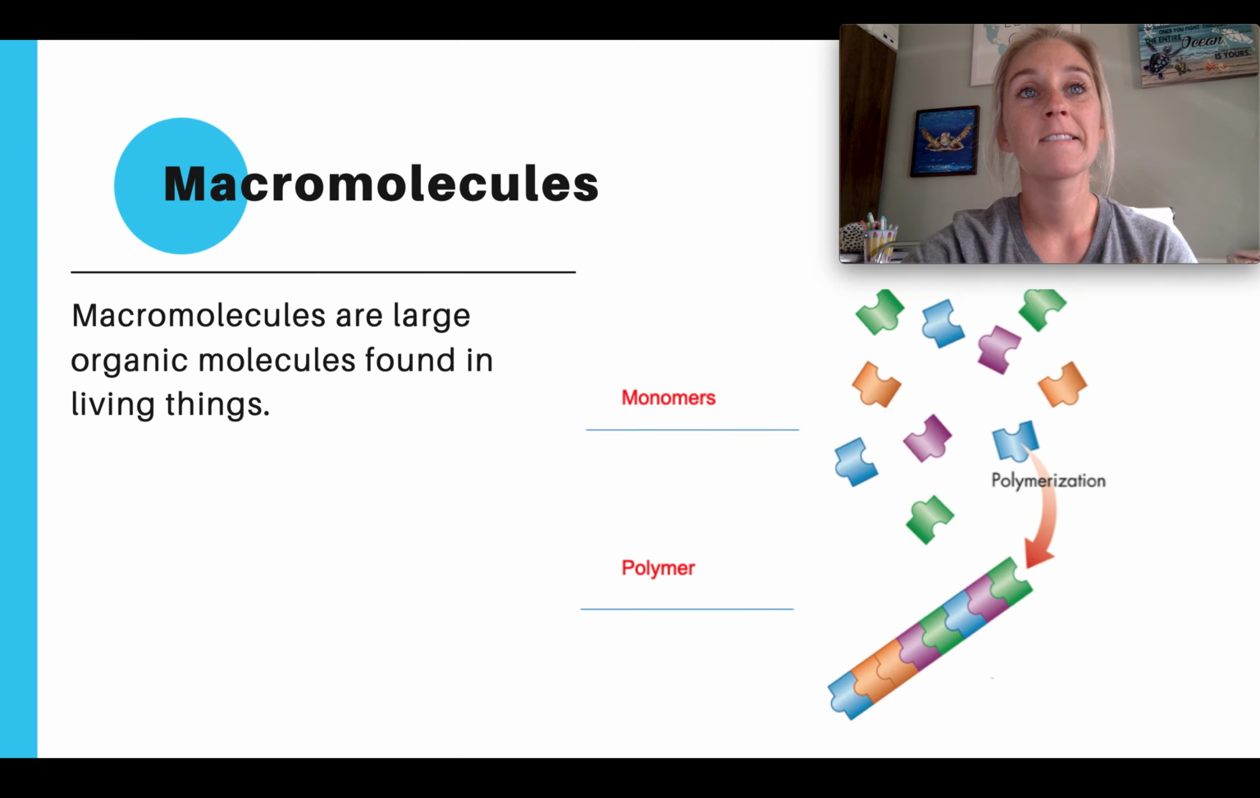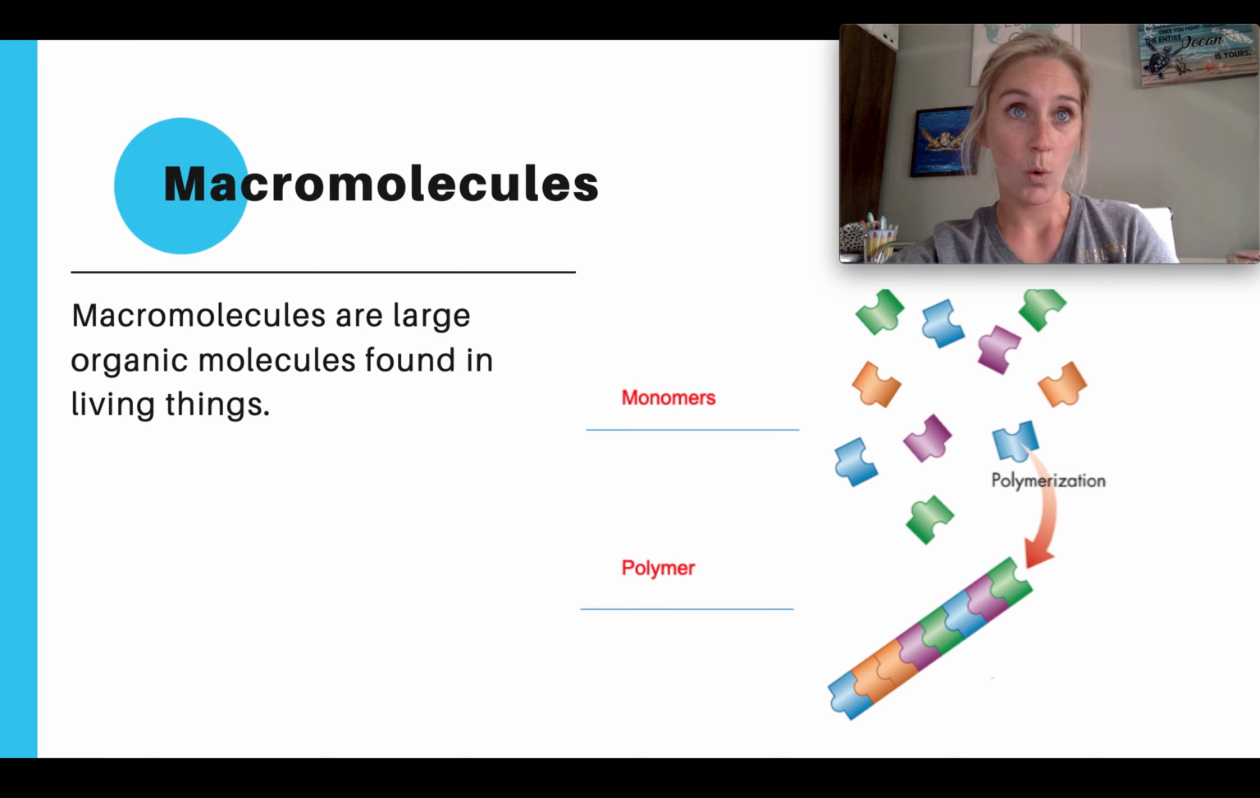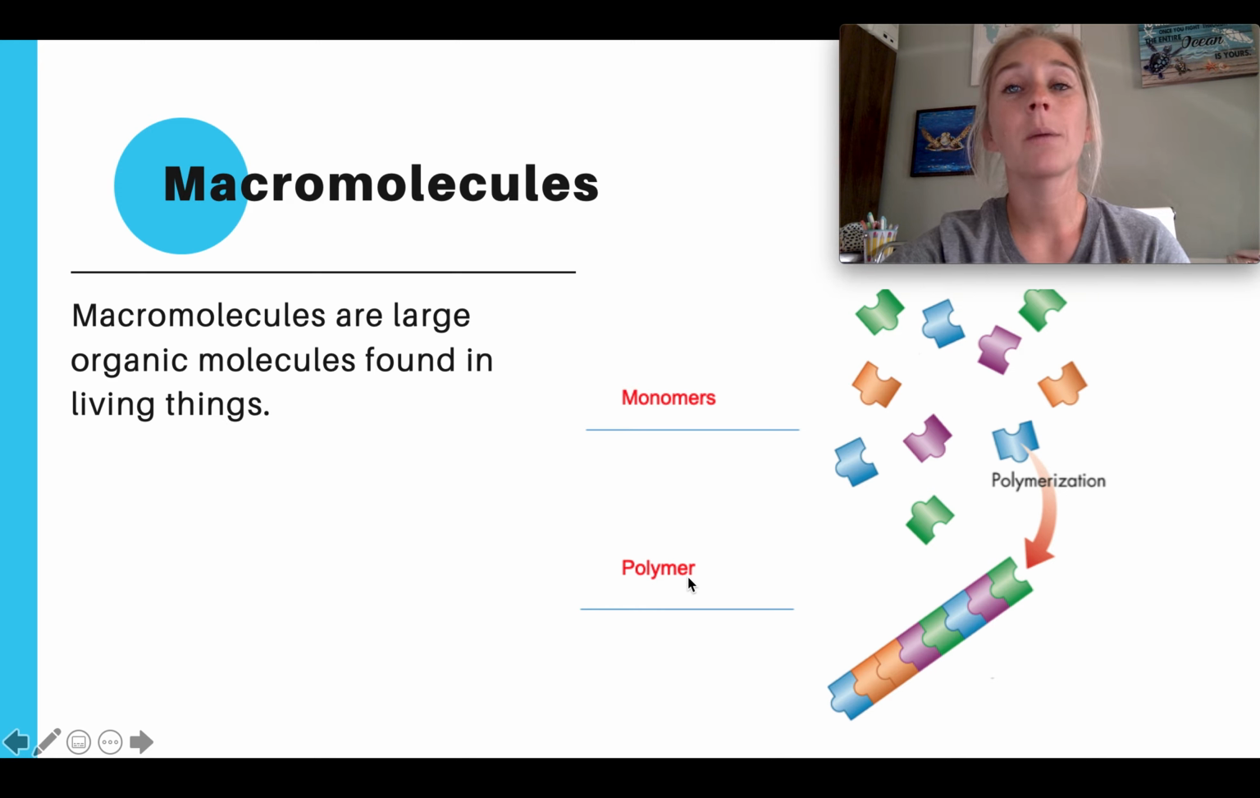Macromolecules are large organic molecules that are found in living things, and they're built by polymerization. Here you actually see this polymerization process. One large thing is made from several smaller things. Monomers, mono is one, are the building blocks for these polymers. Poly is many. Like a paperclip chain: one paperclip would be your monomer, the entire chain would be your polymer.